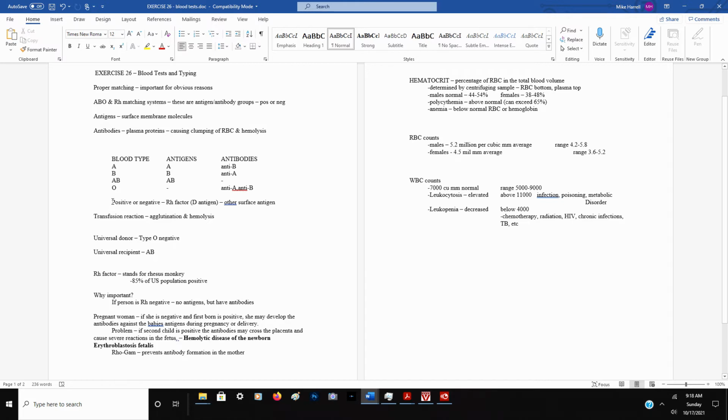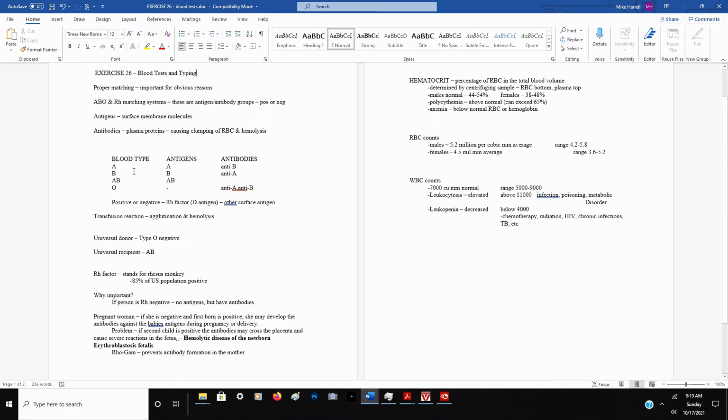Well, all you do for that is look for the presence or absence of another antigen, what's called the D antigen, more commonly called the Rh factor. So if you have this antigen here, instead of putting a letter by your blood type, you put a plus for positive, meaning you do have it, and a minus for negative if you don't.